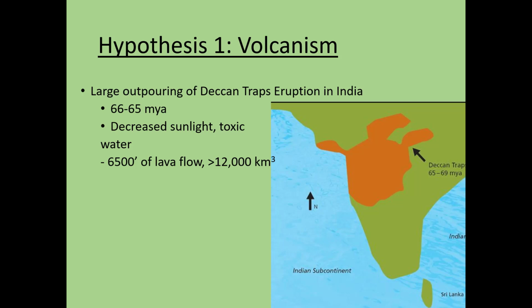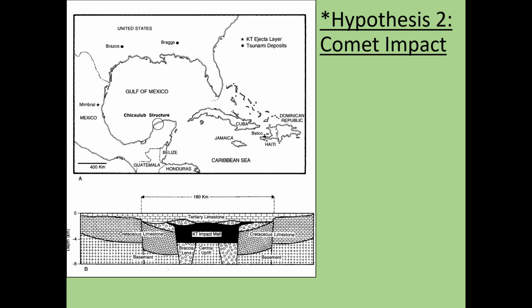But the overwhelmingly accepted hypothesis for the KP extinction is an impact of a comet or an asteroid. And you saw that in the video that you watched. Here is the Chicxulub structure on what's known as the Yucatan Peninsula of Mexico.